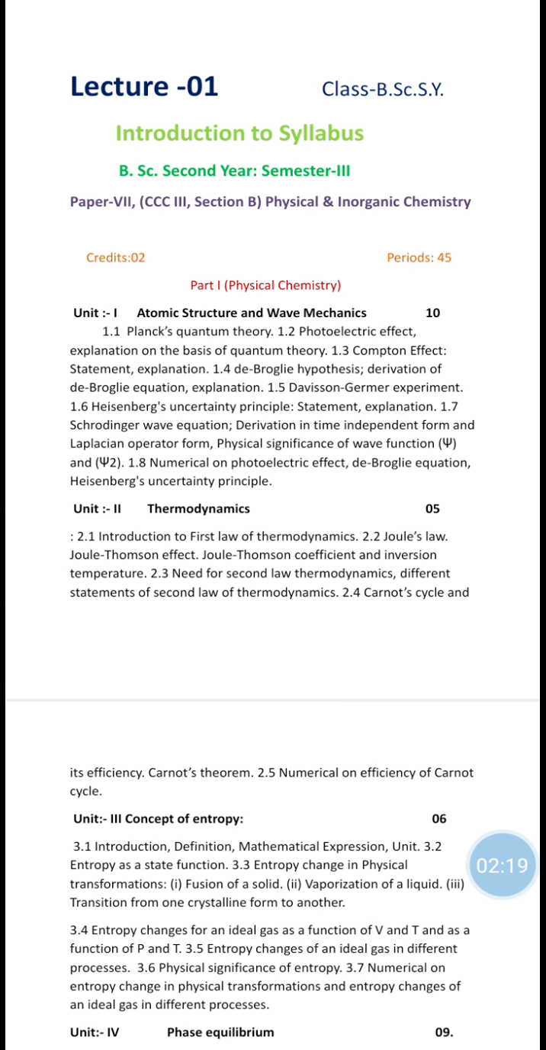In this atomic structure, which is the first unit, we are going to see Planck's quantum theory, photoelectric effect, Compton effect, then de Broglie hypothesis, Davisson-Germer experiment, and after that we are looking at Heisenberg's uncertainty principle, Schrodinger wave equation, that is the time dependent form, then the problems based on the photoelectric effect, de Broglie hypothesis, and Heisenberg's uncertainty principle. All these are included in our syllabus.